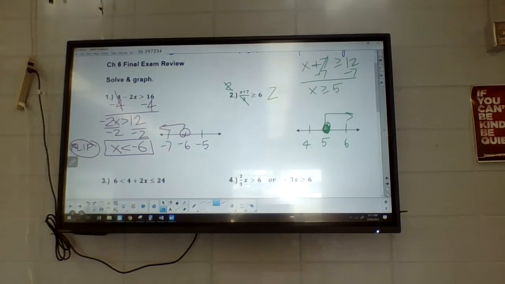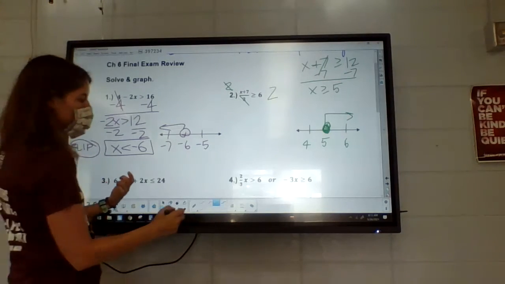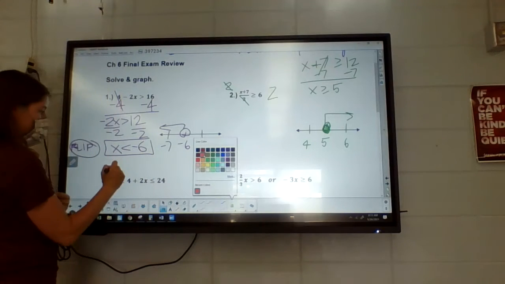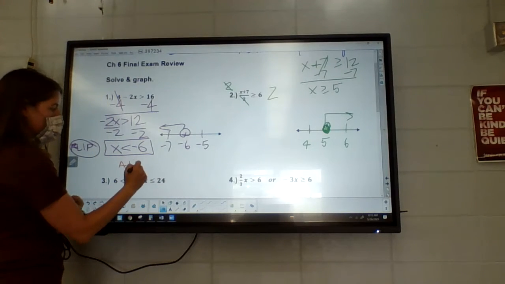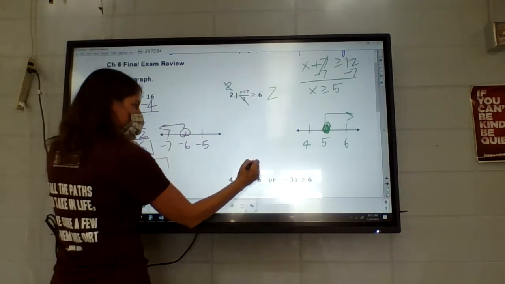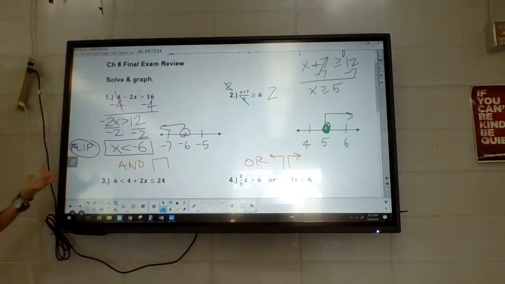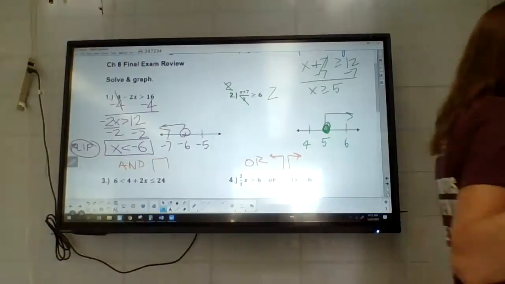All right, so our next couple are compound inequalities. So it was and or inequalities. And so if you guys recall, and inequalities kind of look like a little bridge, or inequalities were like the oars of a boat, so out on the outside there.